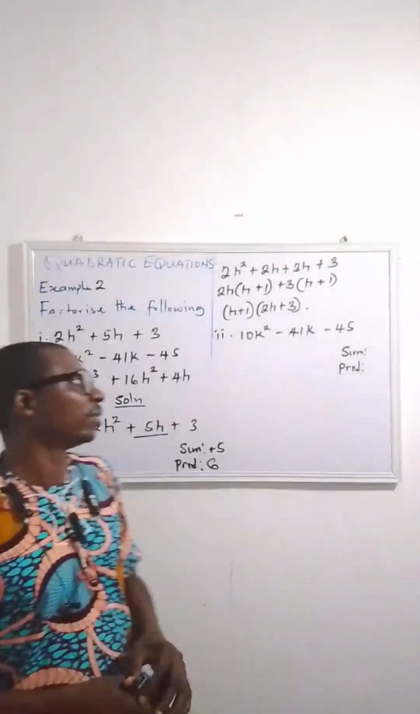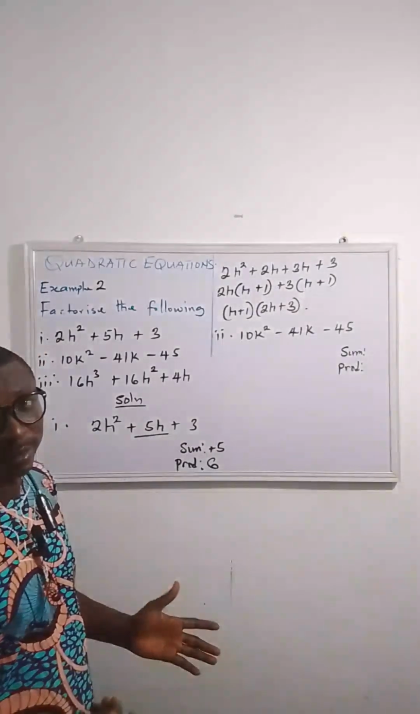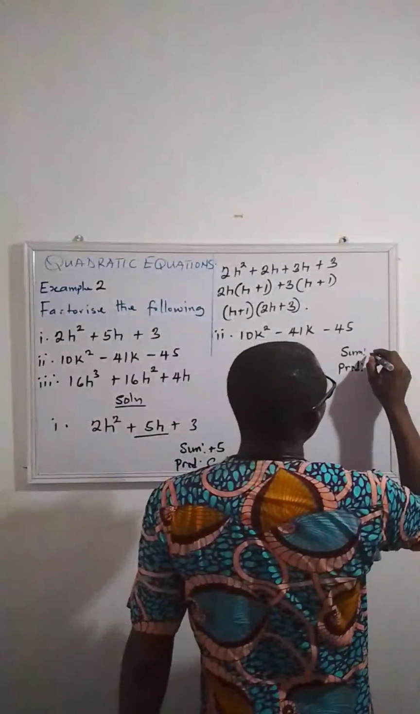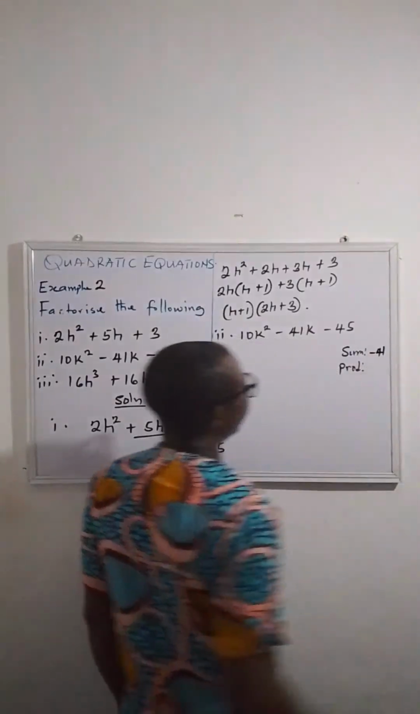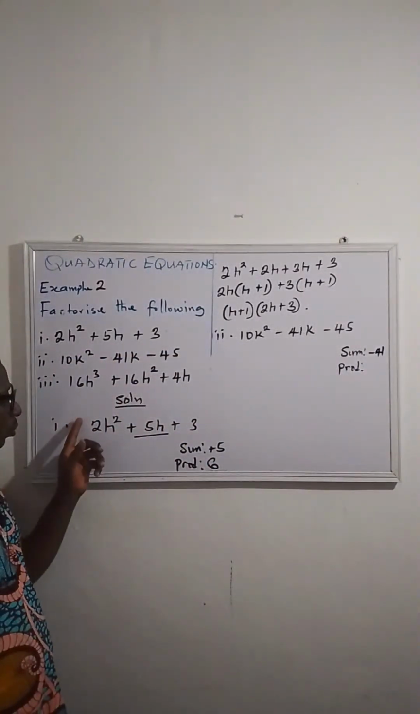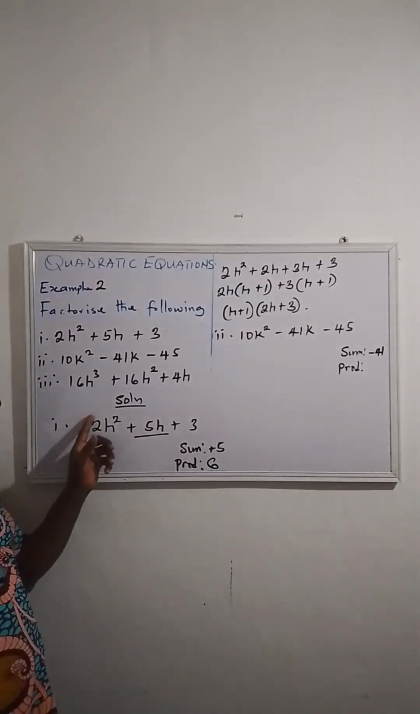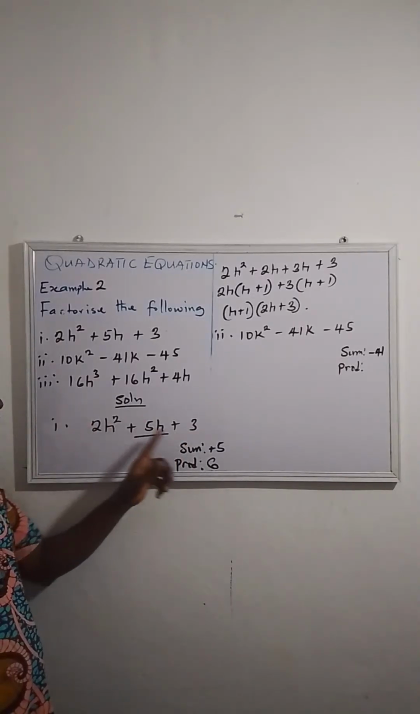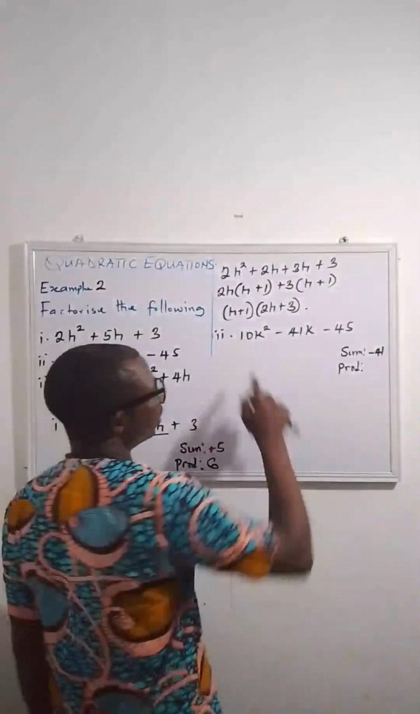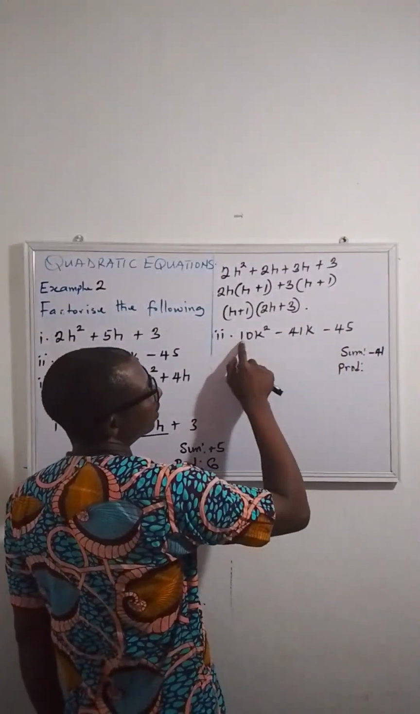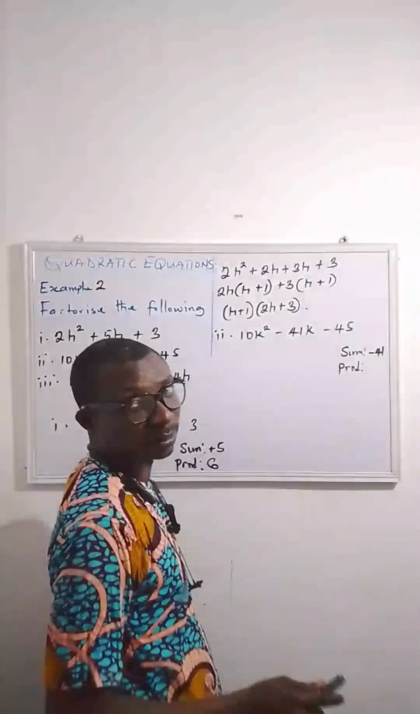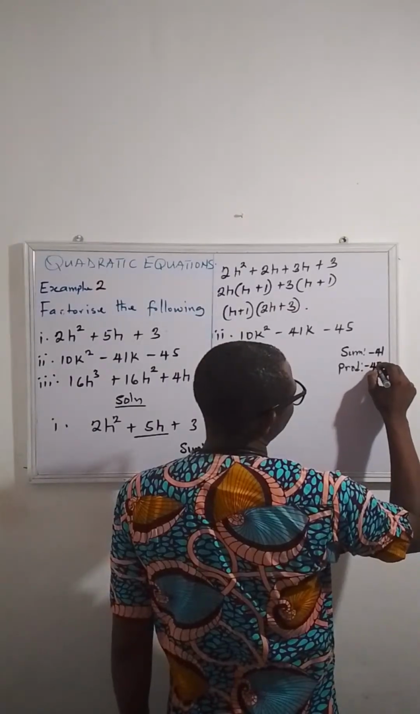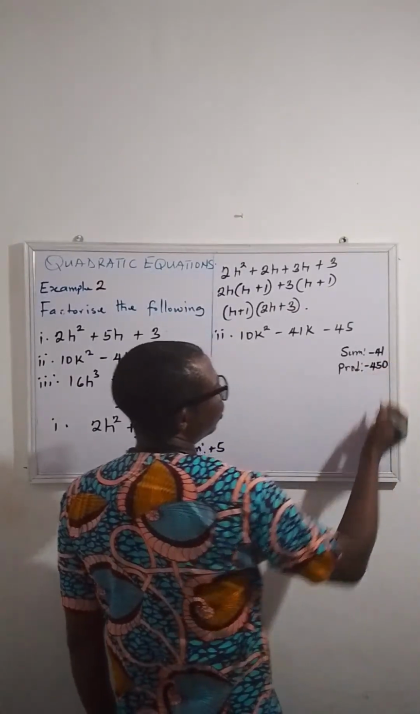So let's see. Now to get the sum, that one is very easy. The sum is the coefficient of k, and that is negative what? Negative 41. So what is the product? Just like we did this, you use the coefficient of the variable square to multiply this number that is independent of the variable. So that's 2 times 3, we have 6. So here in this case, you use this to multiply this. So that's 10 times negative 45. That is negative 450. That's a big number.